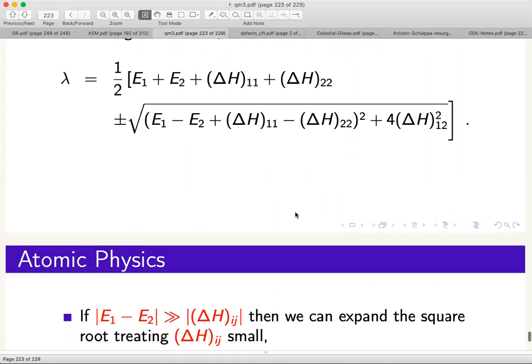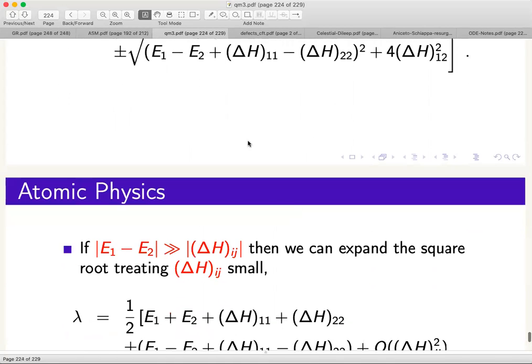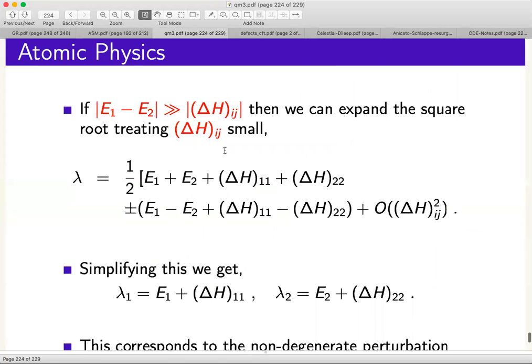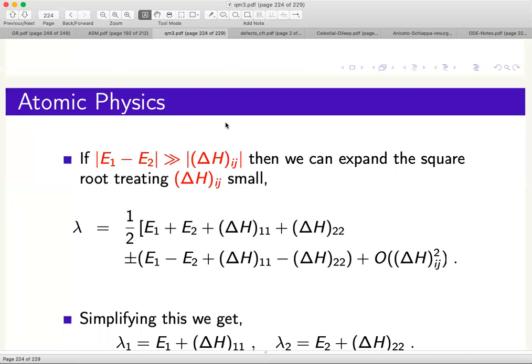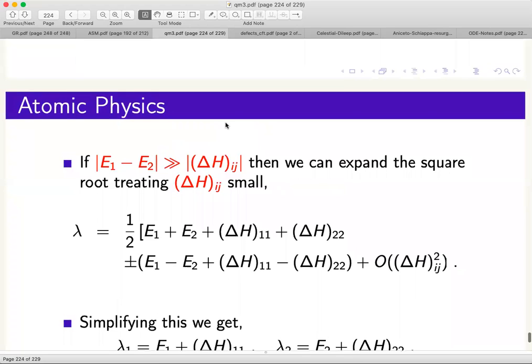Let's start with the situation where E1 minus E2 is much larger than the delta H. If that is the case, then what you could do is pull E1 minus E2 out of this square root.